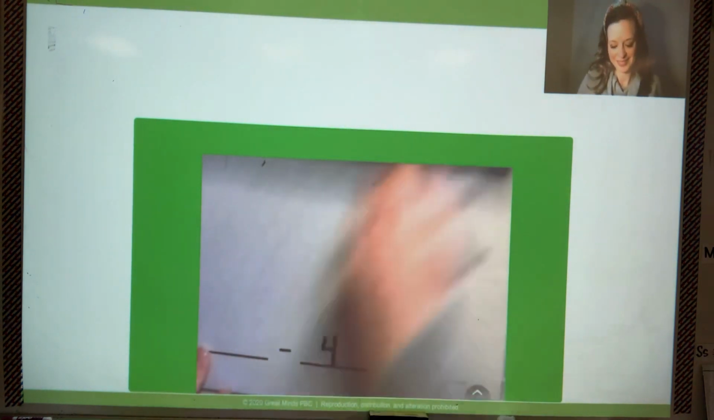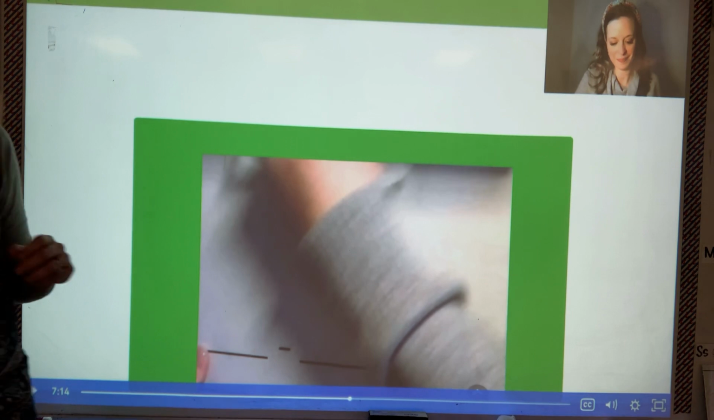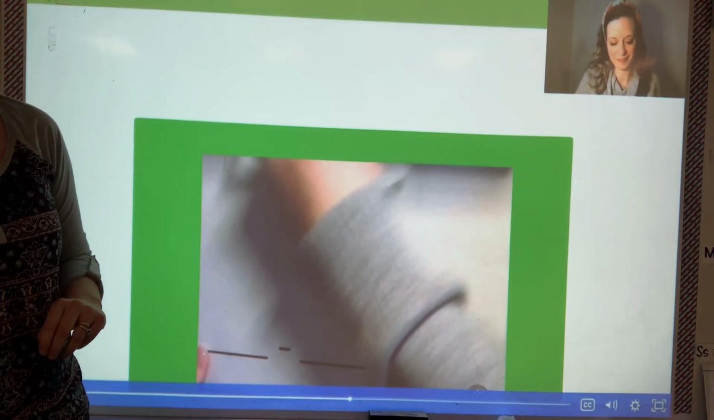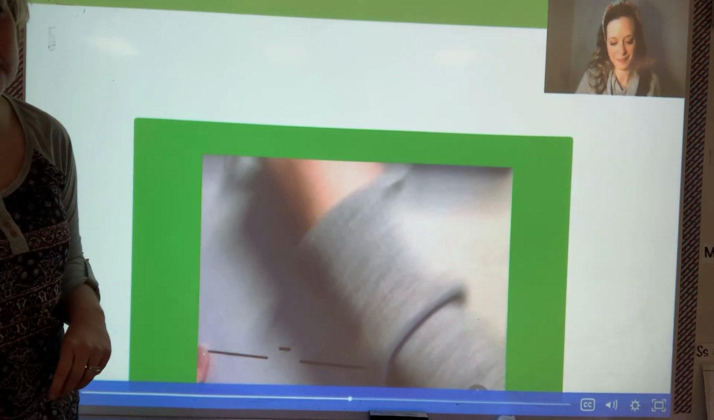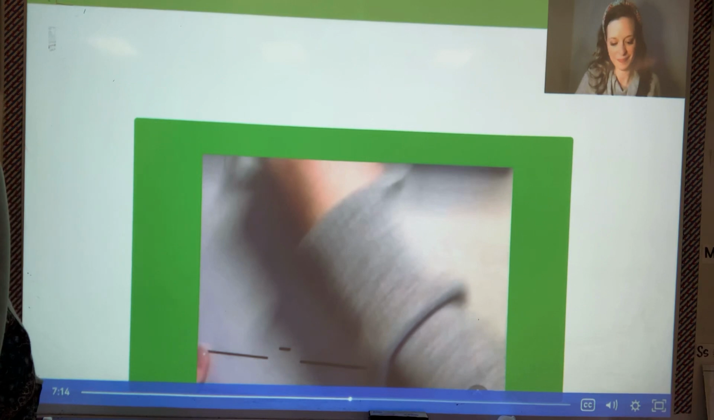Erase, erase, erase. Erase your board nice and clean. I'm gonna pause the video so you can do it. I'm gonna count down from 5. 5, 4, 3, 2, 1. Your board should be nice and clean.